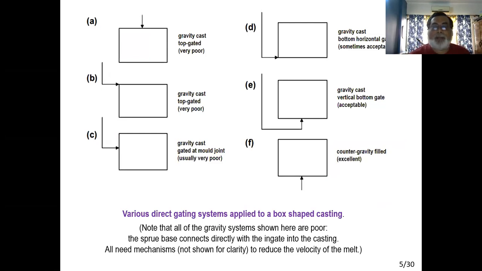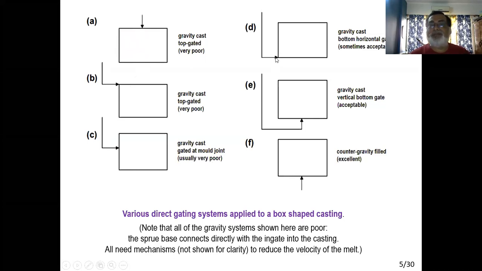Schematically, we can have this type of gating system. The first one, from the top, is the top pouring system, a gravity cast top gated system. Here is the liquid metal entry, and we say that this is very poor. On the other hand, a slight modification: top pouring, but with liquid metal entry from the side. A similar kind of scenario, and this is the side gating system. Again, there is a significant fall of liquid metal from the gate, and it is usually poor.